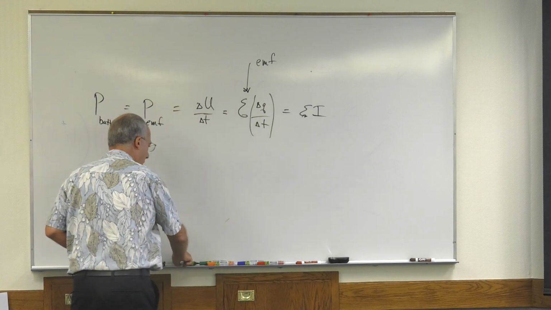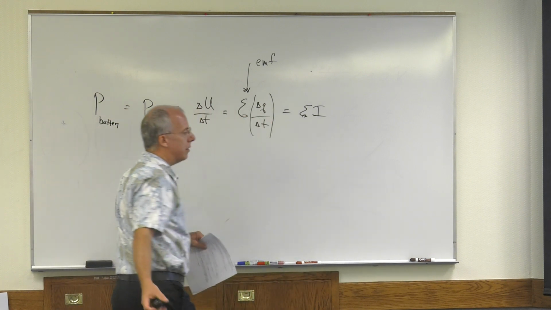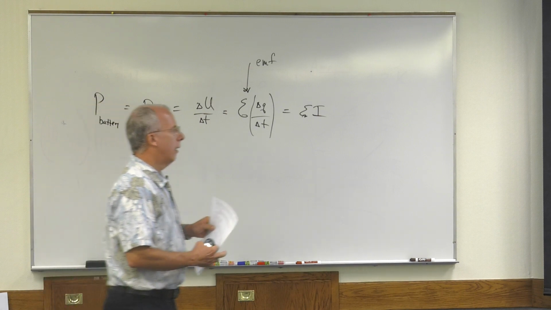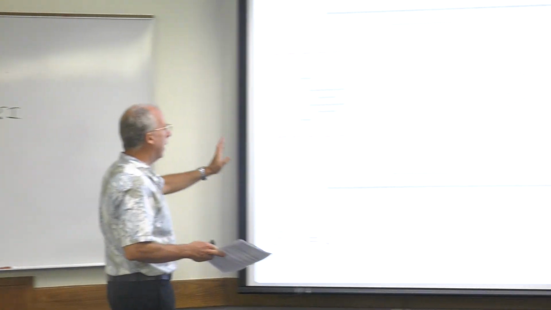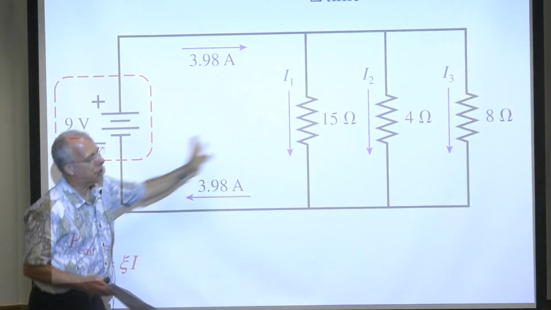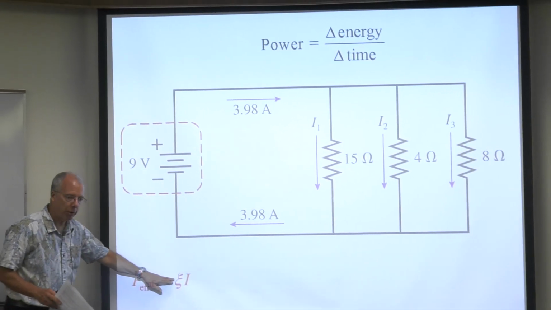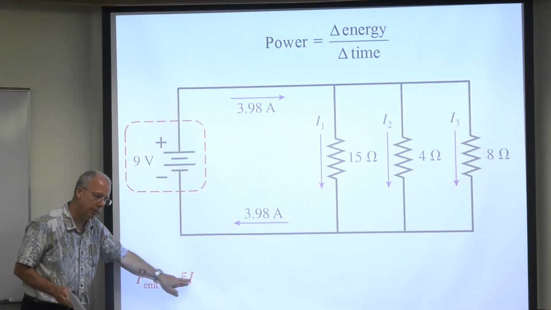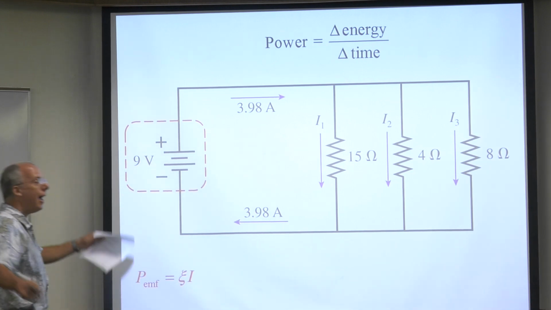Okay, so that's the equation. That's the power of the battery, how quickly the energy is supplied to the circuit. It's the EMF, which is the voltage, times the current. Now, who cares, you say?